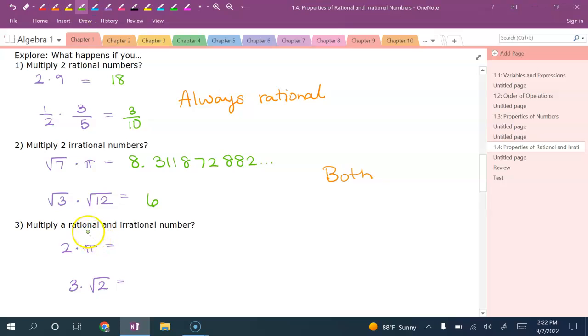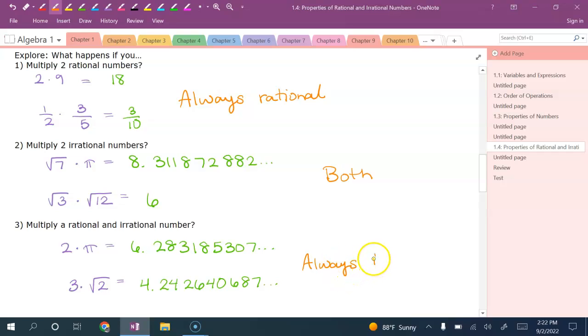And finally, if you multiply a rational number times an irrational number, for this first one I got 6.283185307. And for the second one, I got 4.24264067. And those are both irrational, so we should be able to make the conclusion that if you multiply a rational and an irrational number, it's always going to be irrational.